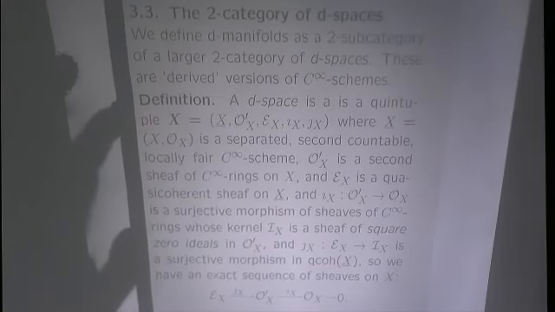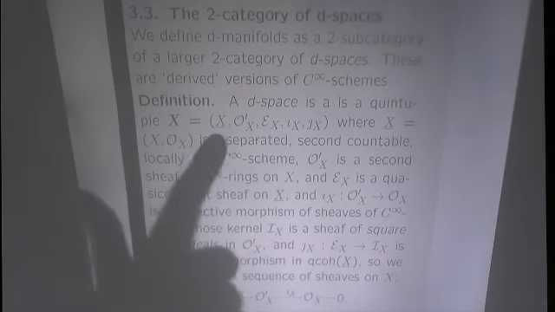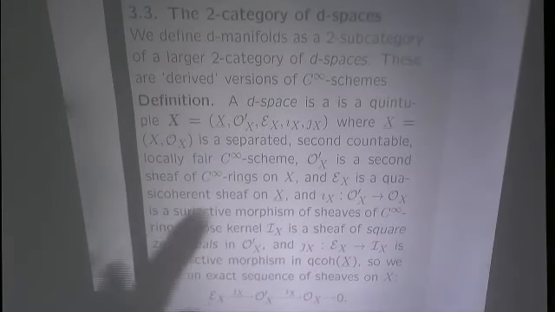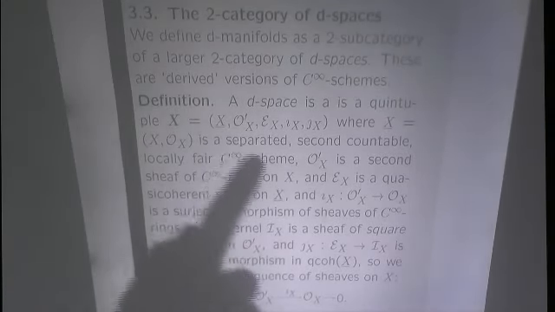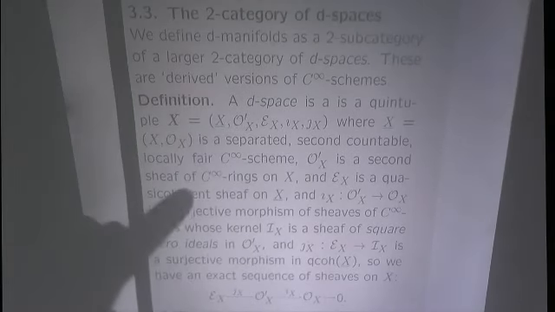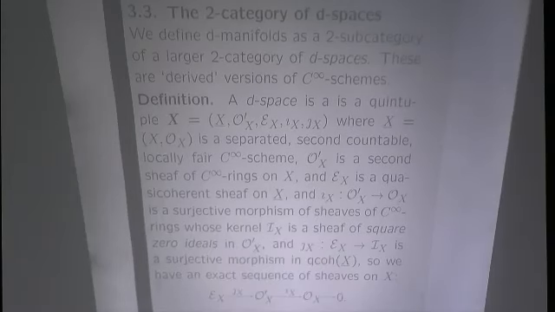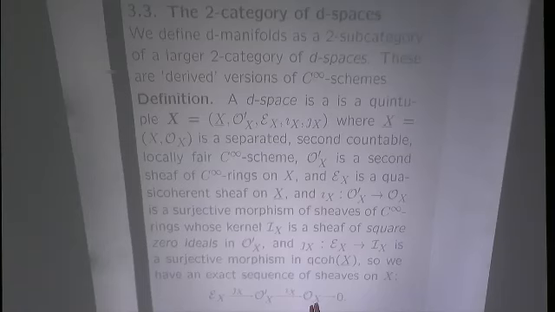So a D-space has 5 pieces of data in it. There's a C-infinity scheme X. There's another sheaf OX prime of C-infinity rings on X. There's a quasi-coherent sheaf EX on X, and well, it might be easy just to look at this exact sequence. So there's an exact sequence happening on topological space X, OX and OX prime are both sheaves of C-infinity rings. IX is a morphism of sheaves of C-infinity rings.